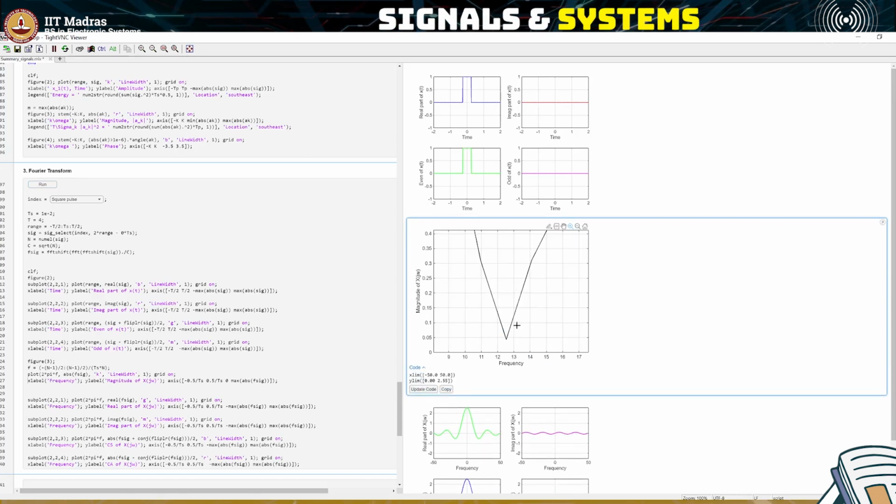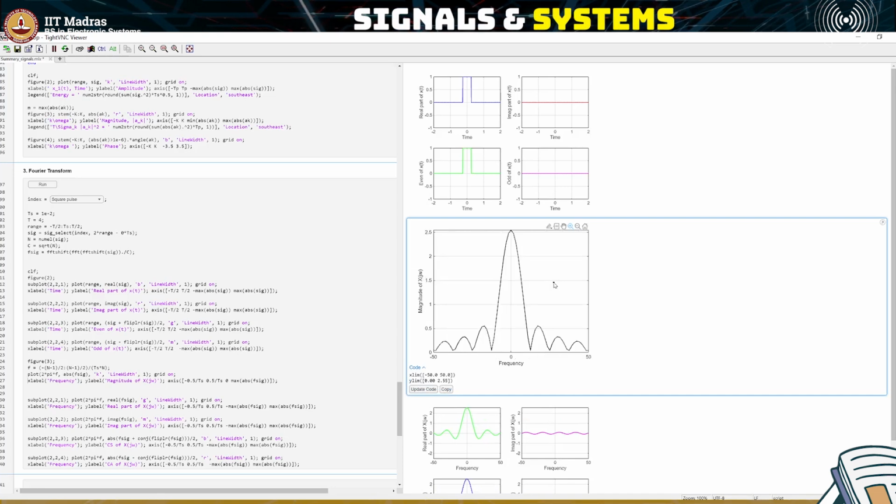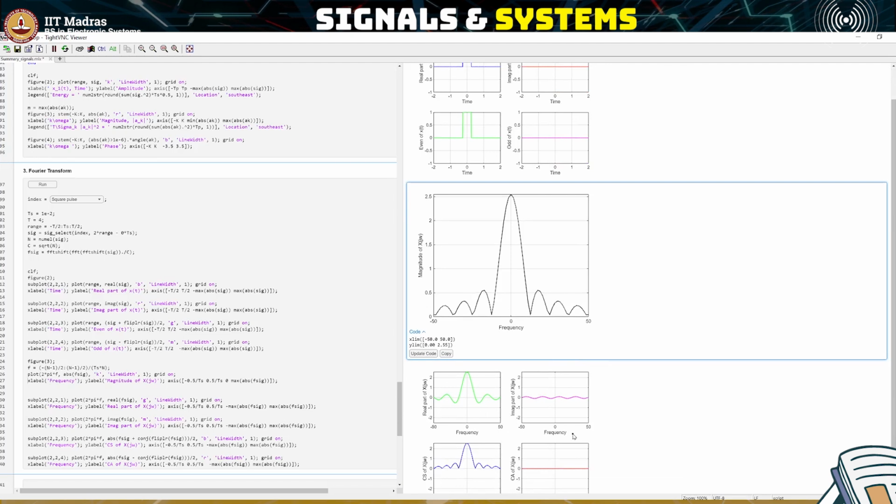Now we are seeing this at 4 pi, 12 point something, which is equal to 4 pi. So clearly this has expanded twice in the frequency domain. So we compressed the time domain, and that has resulted in the expansion in the frequency domain. And all the other properties are exactly the same.